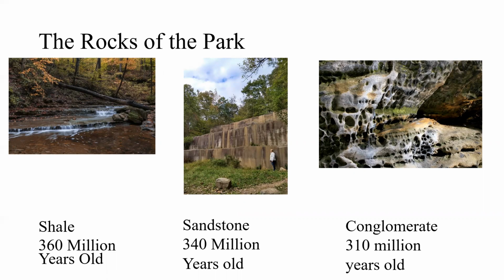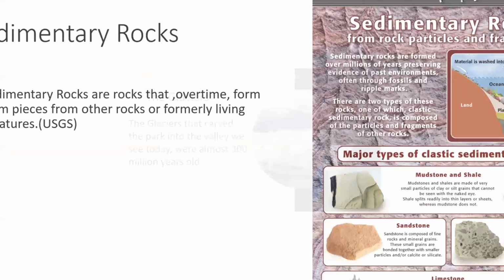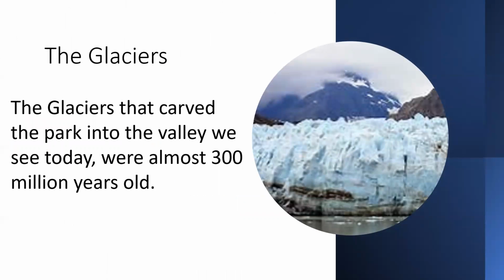All of these types of rocks are sedimentary rocks. Sedimentary rocks are rocks that form over time gradually from pieces of other rocks and formerly living creatures. The rocks I just discussed are all in layers, starting with shale, then we have our sandstone, and now our conglomerate. But those rocks are almost 360 million years old. We're missing a lot of rock history, aren't we?